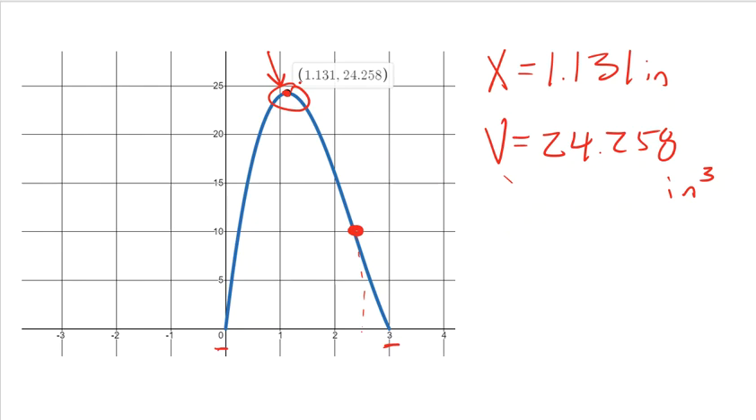So pretty cool problem. I think that's actually a pretty easy one to understand. We needed to find a volume in terms of x, how much we cut out from each corner. And then if we make a graph of my volume function, I could actually see what the maximum volume would be and how much I would need to cut out to produce that maximum volume.